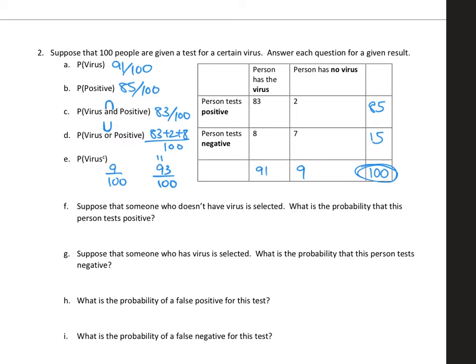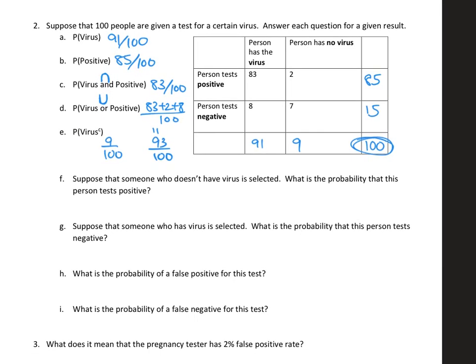All right, let's look at the next question. It's going to be a little bit more involved. This is probably a more interesting question. It says, suppose that someone who doesn't have the virus is selected. What is the probability that this person tested positive? So let's say I didn't have the virus. I go get tested. There's a slight chance that I actually test positive, which is not good, but that's a possibility.